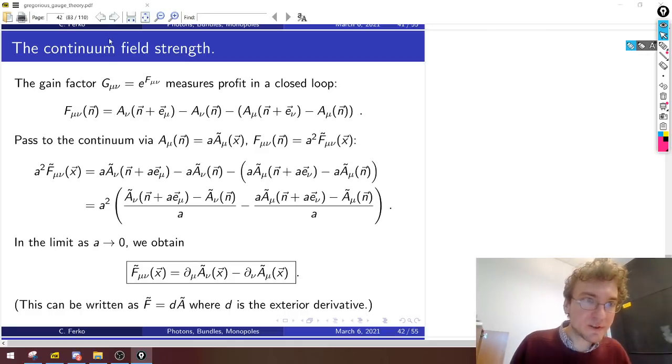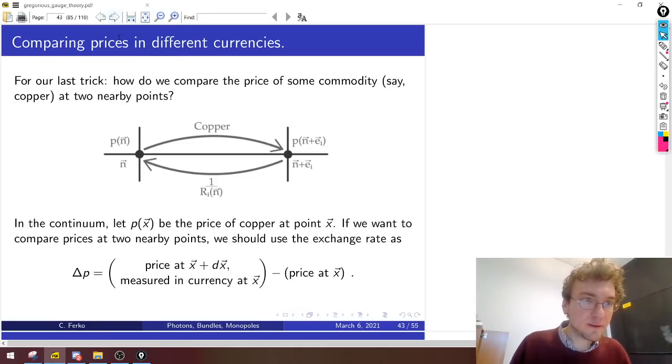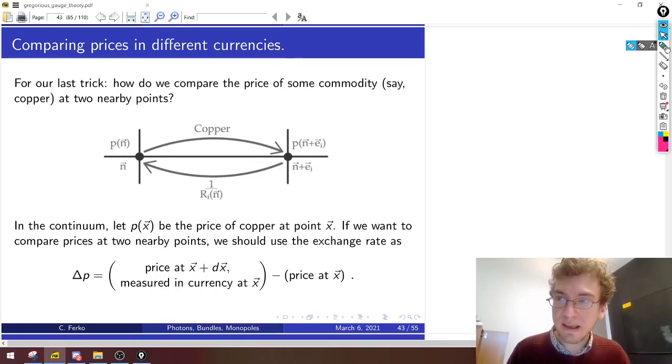Good. All right, so we're almost done. I need one more thing from this section, which is how to compare prices. So this is finally going to loop back to the electron and fix the problem that we had. So for the last trick, and then I promise I'll stop because I'm almost over time, how do we compare prices at nearby points? So say I'm speculating on the price of copper, and I want to see if I can make money by trading copper. How do we compare the price of copper at two nearby points?